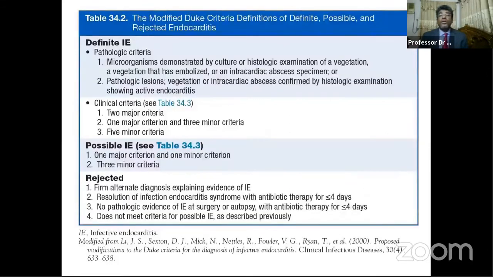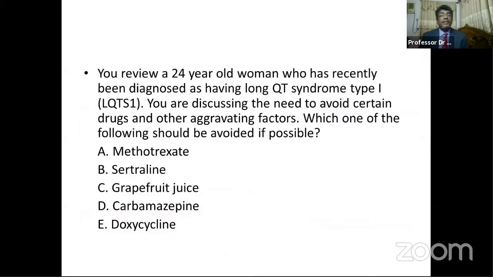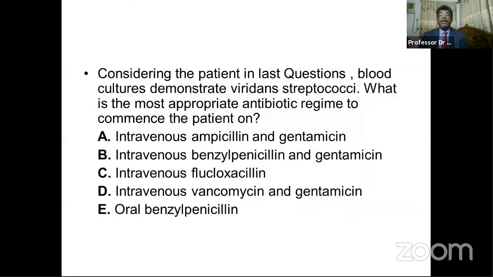So I already discussed this. This question was not discussed in the last class. Considering the last question, the patient has infective endocarditis, and the blood culture demonstrates viridans streptococci. What is the most appropriate antibiotic regimen to commence the patient on?